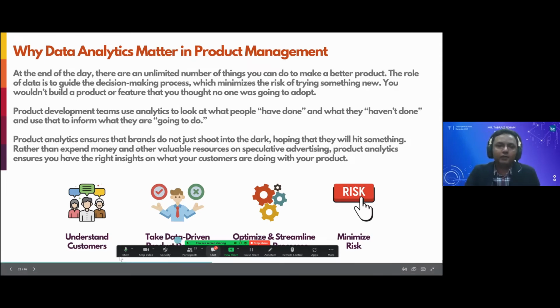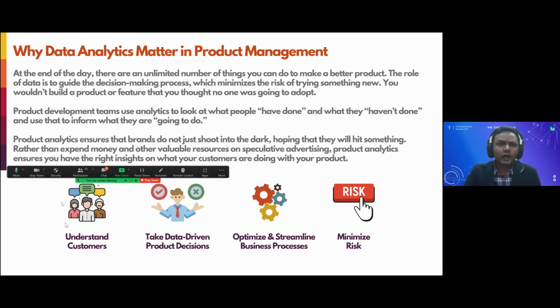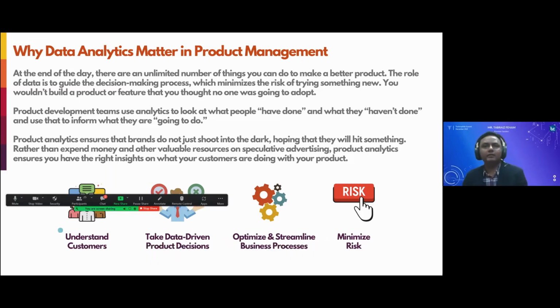Then you have to be taking data-driven product decisions. And what that means is that at each and every single step of your product development lifecycle, you should be analyzing the data, and everything should be based on the data. So this is something that we have already discussed in detail.